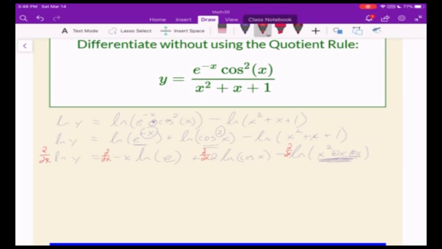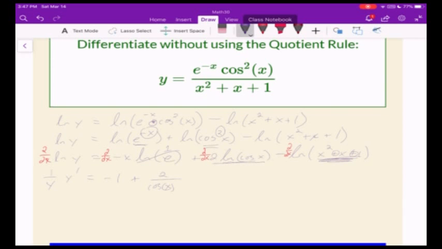All right, but now we're going to take the derivative of everything, d dx, d dx, d dx. I'm just taking the derivative of each term, and I'll use the chain rule where necessary, so this is 1 over y, y prime. On the right side now, keep in mind, natural log of e is just 1, so really I'm taking the derivative of negative x, which gives me negative 1.